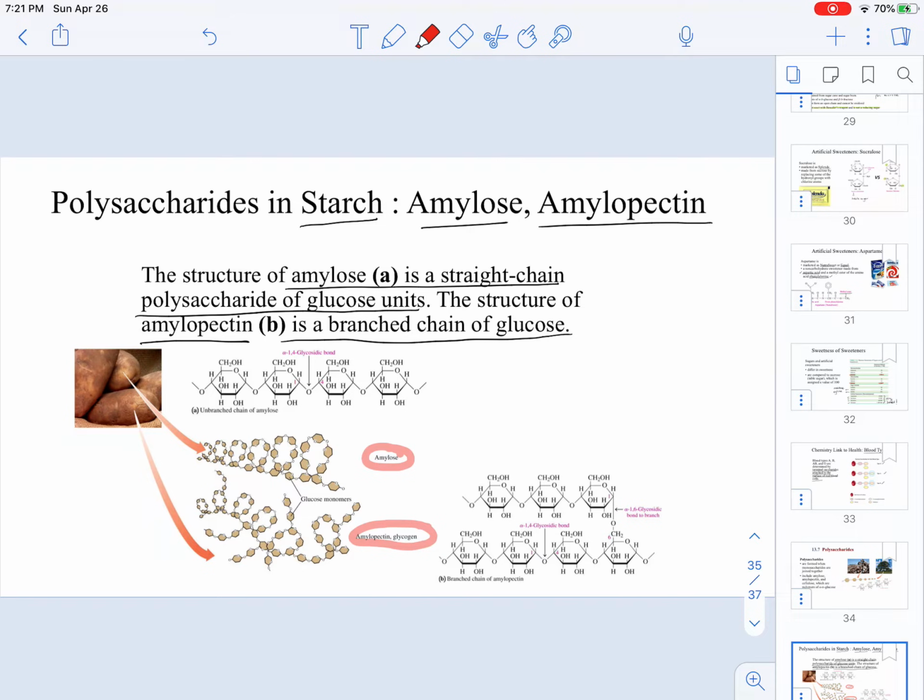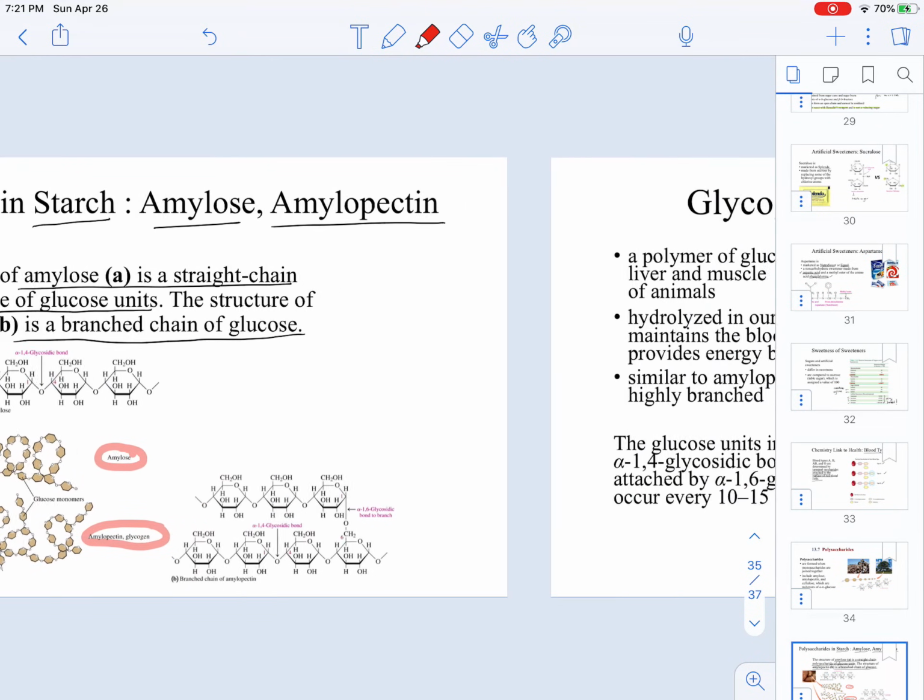Where do we find starch? In any starchy food. And it is necessary in our diets because this is a source of glucose, because we are able to hydrolyze these starches into glucose and we can derive energy from these products.